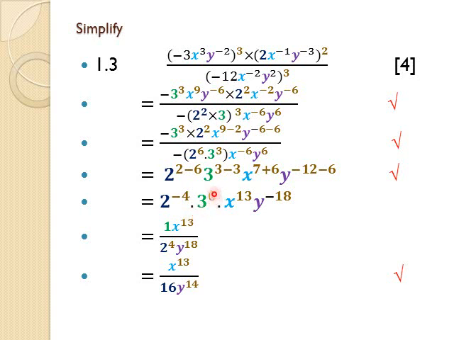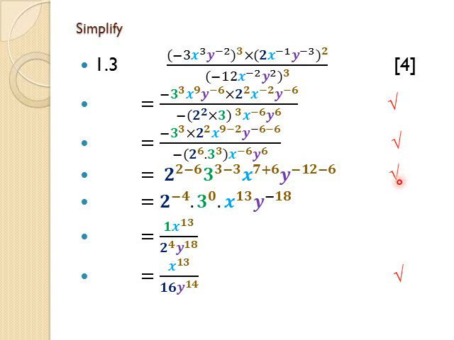Remember, I don't want negative exponents in the final answer. So 2 to the negative 4 is taken to the bottom and becomes 2 to the power 4. 3 to the power 0, anything raised to the power 0 becomes 1. x to the 13, if I bring this to the bottom, y to the negative 18 becomes y to the power 18. So final answer, x to the power 13 over 2 to the power 4, which is 16, y to the power 18. Sorry for that error. Somehow I typed 14 instead of 18, so that must read 18 there.